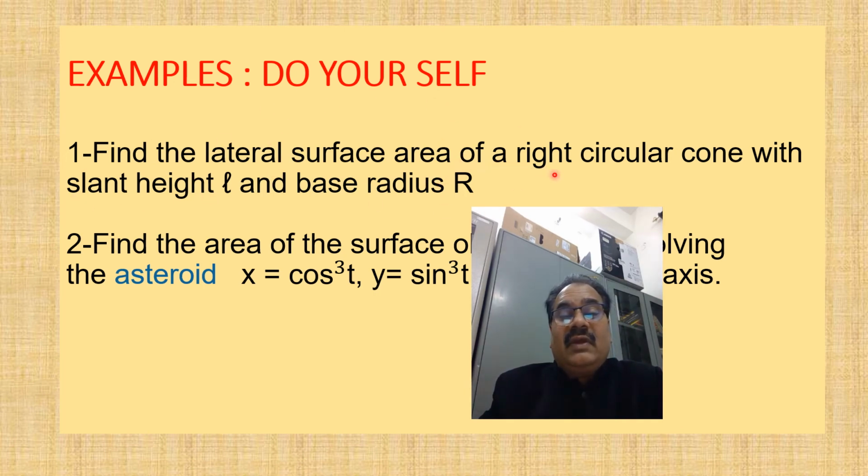Find the lateral surface area of a right circular cone with slant height L and base radius R. With this information you can find the lateral surface area. Find the area of the surface obtained by revolving the asteroid x = cos³t, y = sin³t about the x-axis.